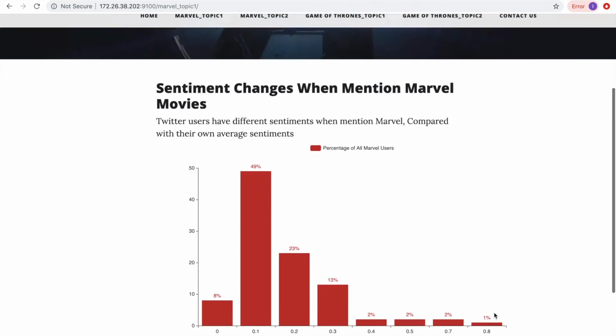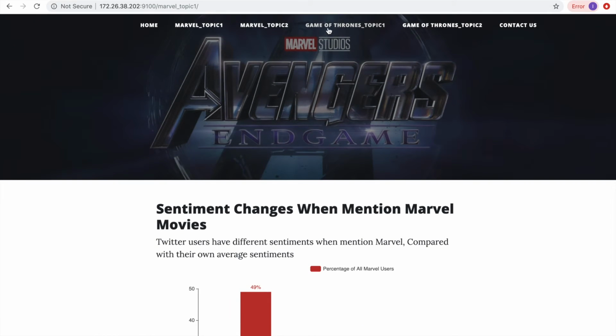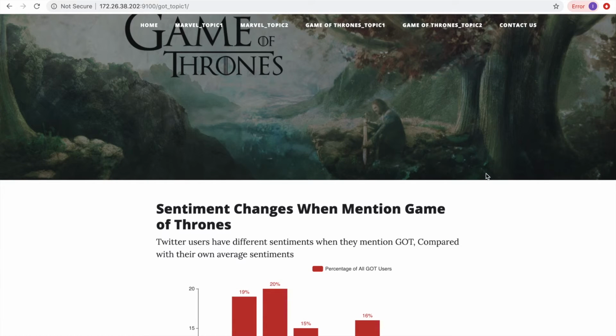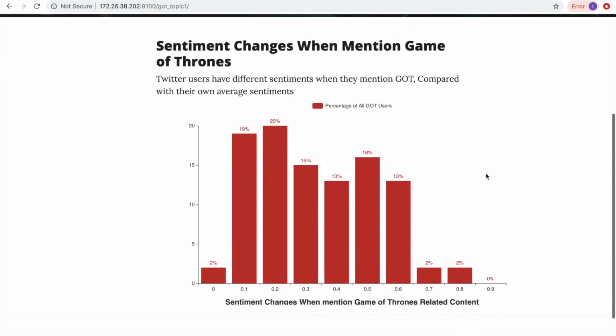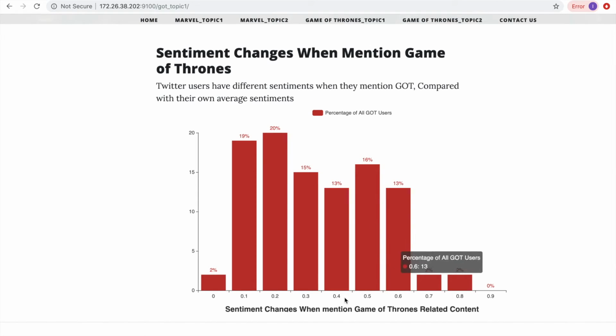this series of movies. A similar analysis has been conducted to Game of Thrones audiences in Sydney. As shown in this figure, most of them have a quite high-level sentiment changes when mentioned Game of Thrones. Compare this result with that of Marvel, there is a higher probability that Game of Thrones audiences are more emotion-sensitive than Marvel audiences when they are discussing related content.